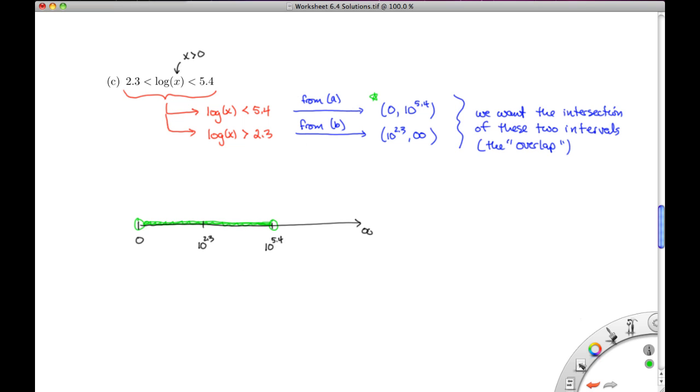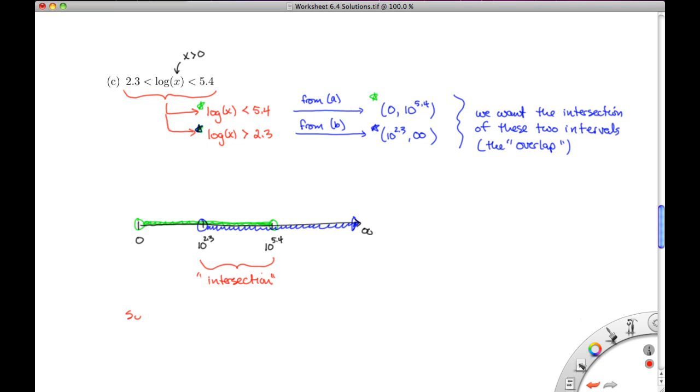But not only does it have to satisfy this inequality, we also have to satisfy this inequality, that log of x has to be greater than 2.3. I'll put this in blue, that would leave this one. And we know the solution here would be 2.3 off to infinity. So the overlap here would be this interval. So this is the intersection. And this is going to be the solution to this inequality.